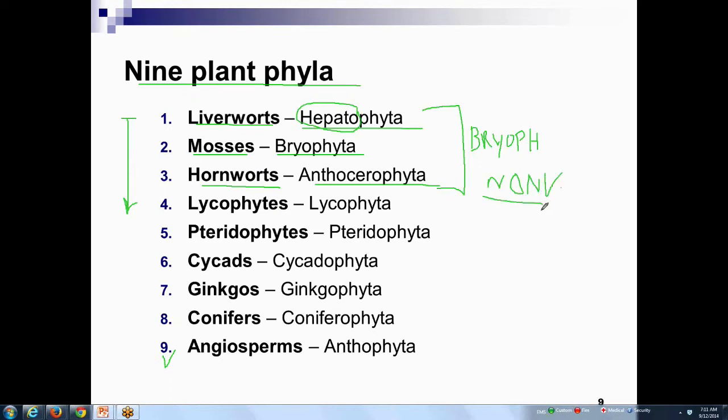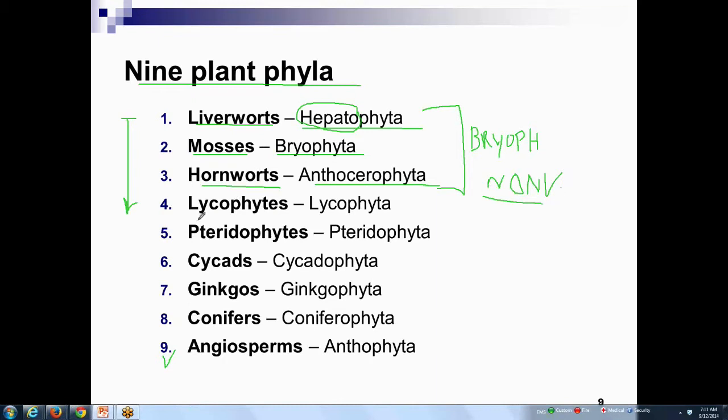Non-vascular means that these 3 phyla of plants do not contain conduction tubes, if you will. Like, they don't have veins throughout their tissues to carry water and minerals and sugars. They lack something called xylem and phloem. So they don't have supportive structures that also function as vessels to carry nutrients throughout the body.